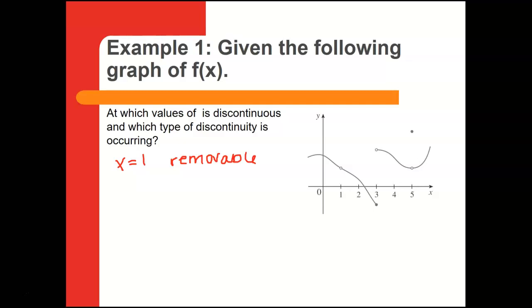We have discontinuity at x equals 3 because the function jumps. And we have discontinuity at x equals 5 because, again, you have a hole on your graph, but you jump to a spot and jump back down.